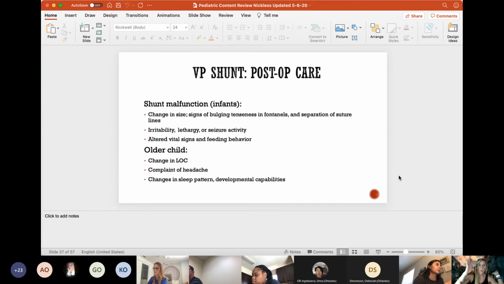Remember, their pulse when the shunt is malfunctioning is going to go all over the place. It may be high, then it may get really low. So whenever a VP shunt patient comes in, the very first thing I'm going to do is put them on pulse ox, so I can monitor and make sure they're not bradying down. A lot of times older kids that can complain will complain of a headache or a change in LOC as well.